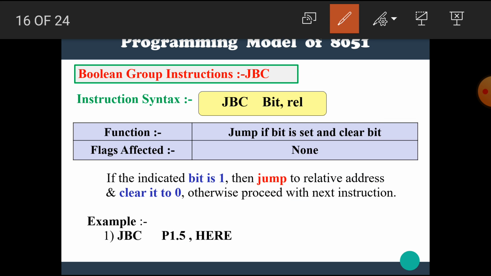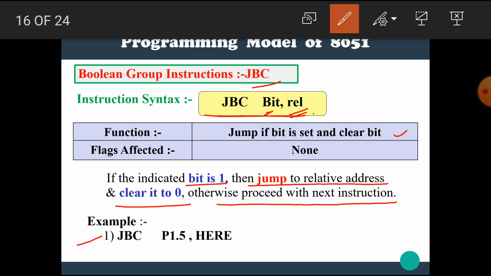The next instruction is JBC. JBC stands for jump if bit is set and clear bit. That means if this bit is set, then jump to the relative address and then clear this bit. If the indicated bit is 1, then jump to the relative address and clear it to 0. Otherwise, proceed with the next instruction. Its example is JBC P1.5, here. After the execution of this instruction, if P1.5 has the value 1, then jump to here, and during this process clear this bit. That means during this process make P1.5 0 again.